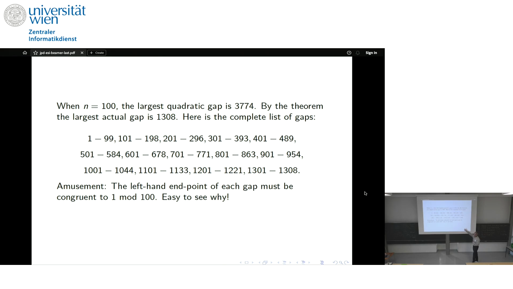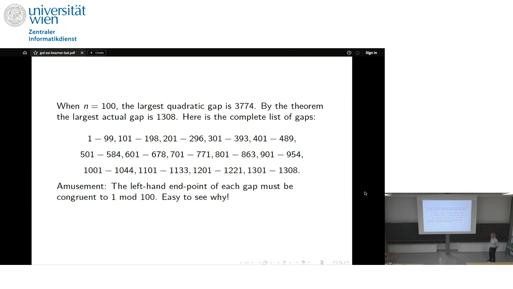So when there are 100 variables, the quadratic gap is 3774. And then what happens is, when you allow cubic polynomials, you lower that gap. When you allow these higher degree polynomials, you lower the gap. And then there's a number after which you don't get anything more, and that's the list of gaps when there are 100 variables.